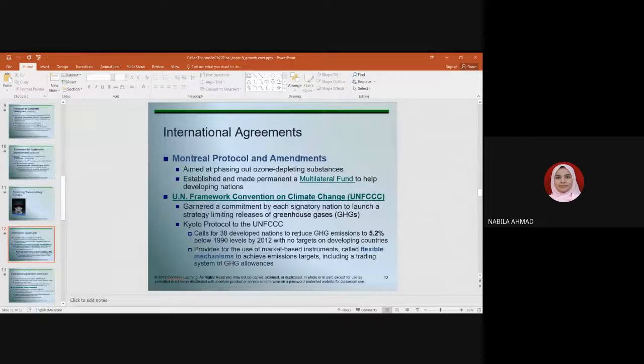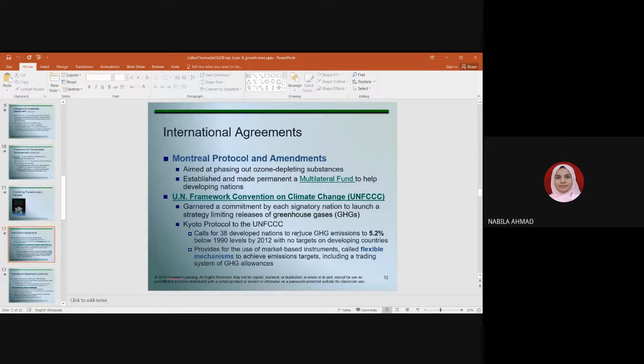Right? Okay, so we have the first one, Montreal Protocol and Amendments. So this is the apa yang kita panggil sebagai dia punya agreement lah. Okay, aim at phasing out ozone depleting substances. And under this, kita ada UN Framework Convention on Climate Change. The garnered a commitment by each signatory nation to launch a strategy limiting releases of greenhouse gases. Okay, nak kurangkan GHG.